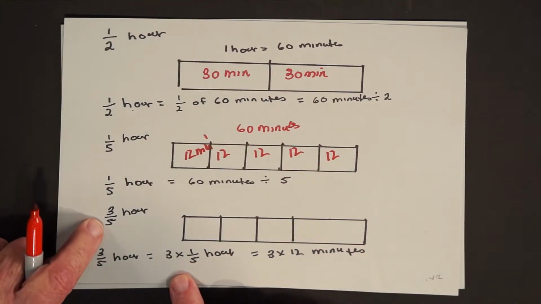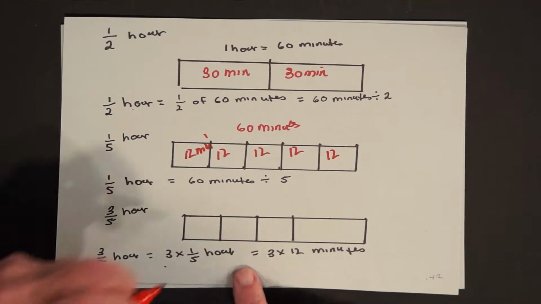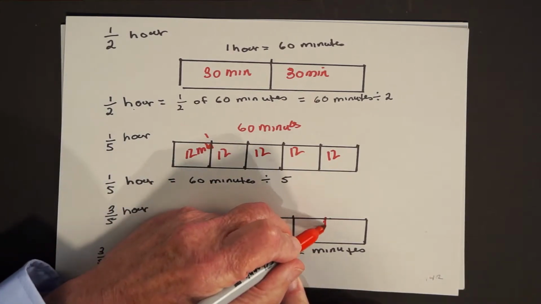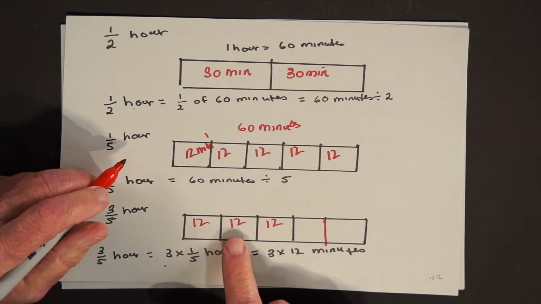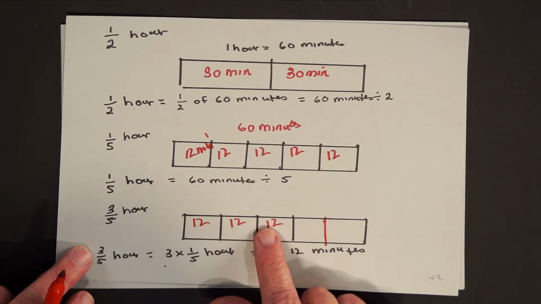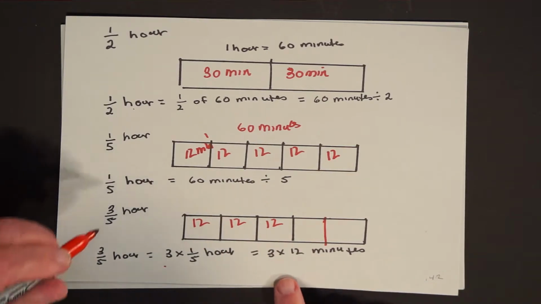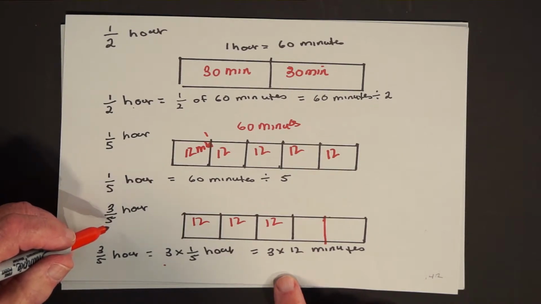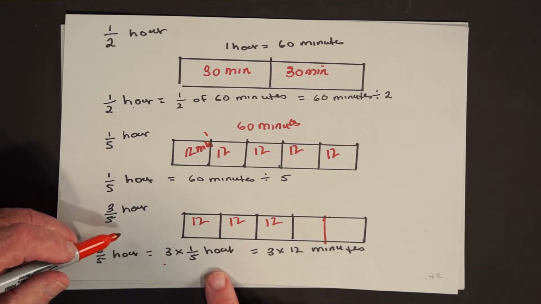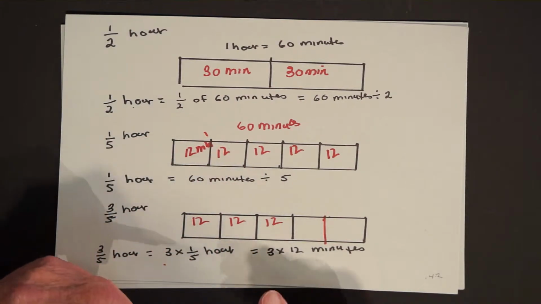And what if I wanted 3/5 of an hour? Well, 3/5 is 3 times 1/5. So I'll just take 3 of the 5 pieces. And that's 12, 12, and 12. And what am I doing here? I'm multiplying 12 minutes by 3, and so the answer is 36 minutes. In other words, if you're uncomfortable with 3/5 of an hour, just say 36 minutes. Now, how did we compute 3/5 of an hour? We took the hour, we first divided it by 5, and then we multiplied it by 3.